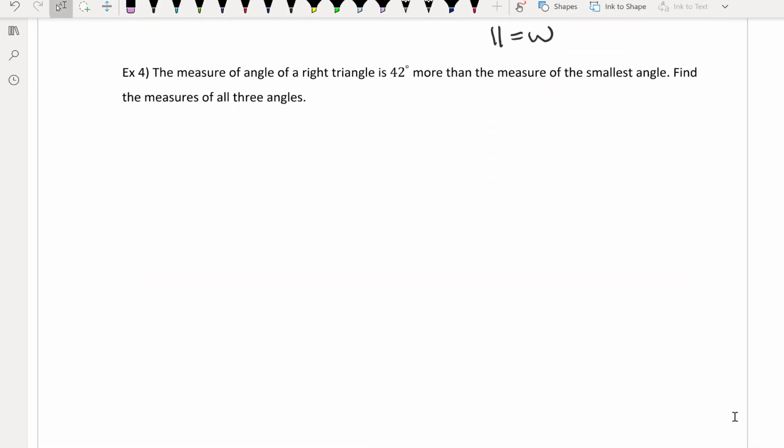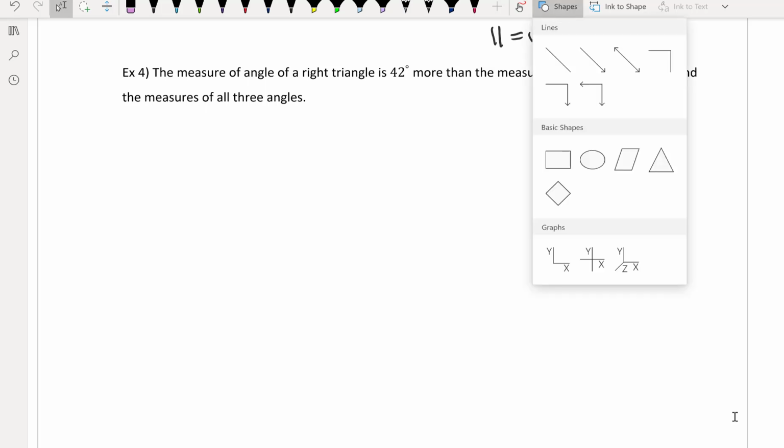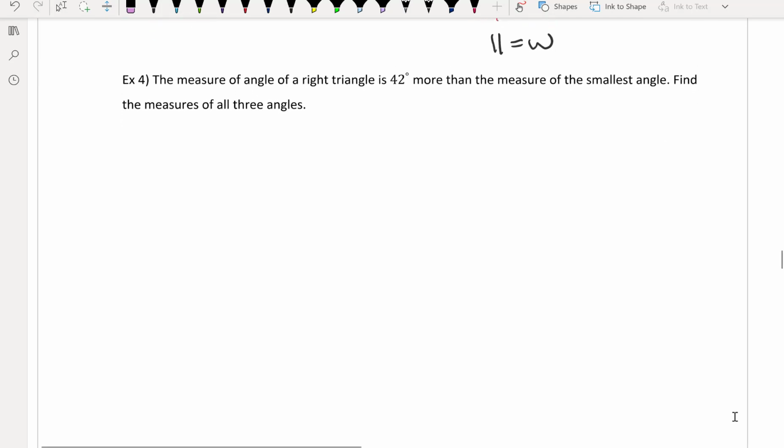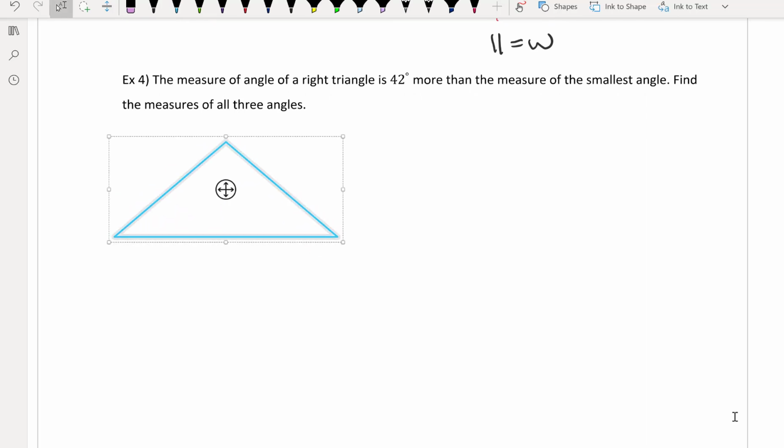Now, for example number 4, it says the measure of an angle of the right triangle is 42 more than the measure of the smallest angle. Find the measures of all three angles. So again, we are going to have a triangle of some sort. So there is my triangle.